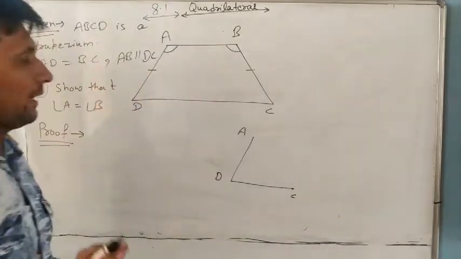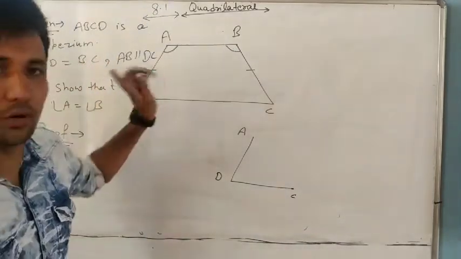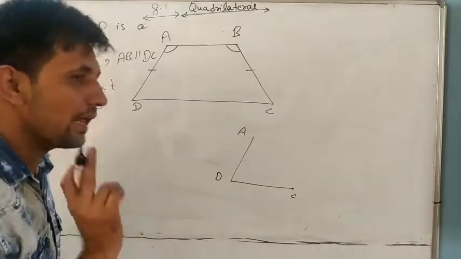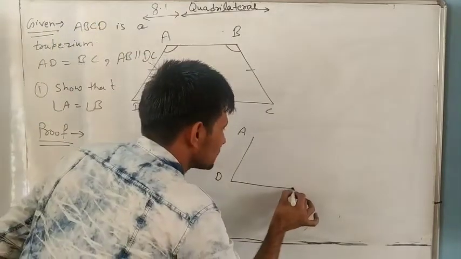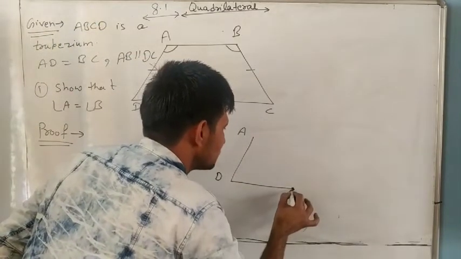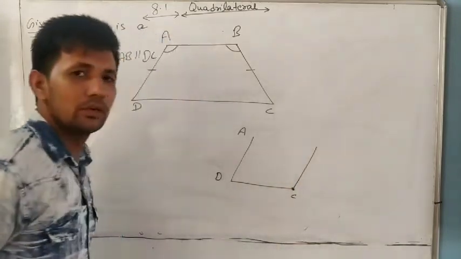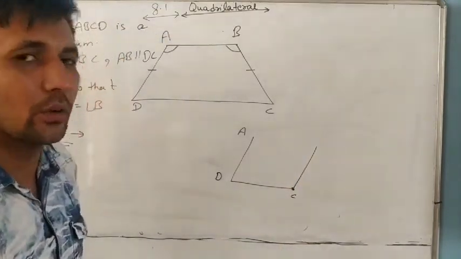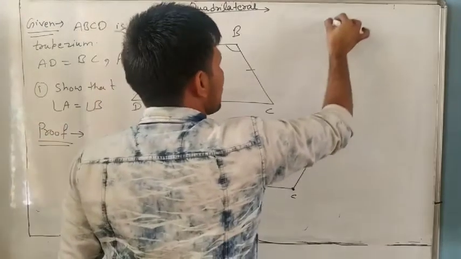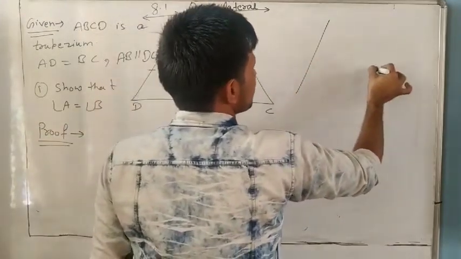Okay. Tell me, we know AD and BC are not parallel. So tell me, can we draw a line which passes through C and which is parallel to AD also? Can we draw or not? Yes, why not? We can draw. We can draw only one line.